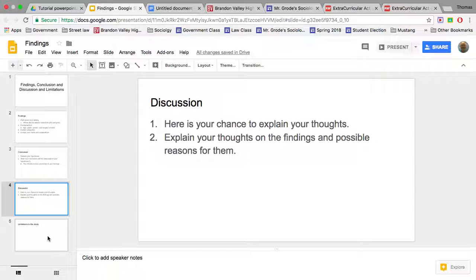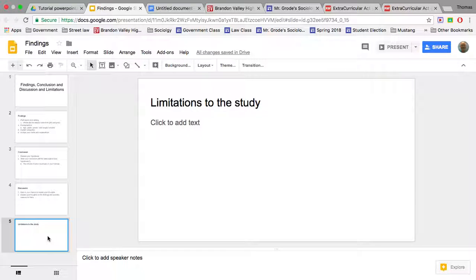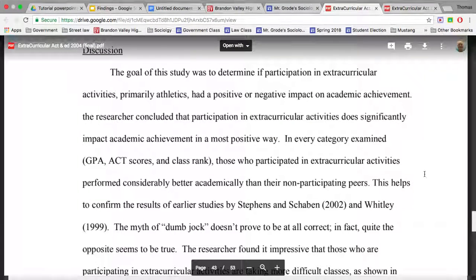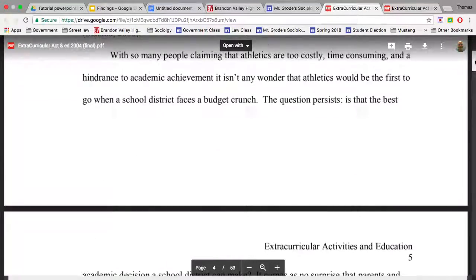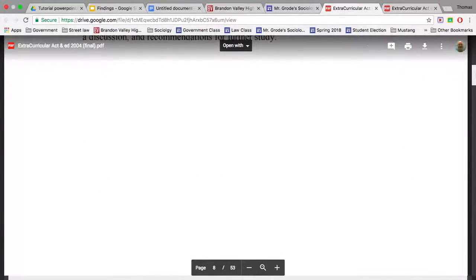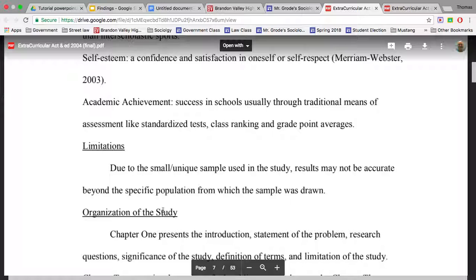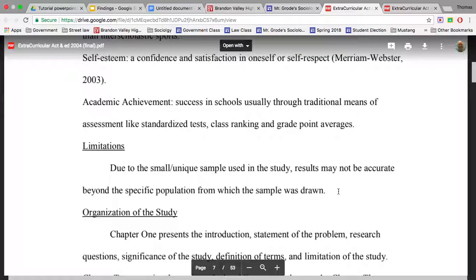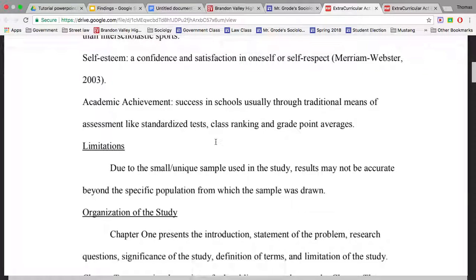Okay, and then lastly, the limitations of the study. Limitations are pretty simple. You didn't have a very large sample size. And again, if you want to see limitations, mine I included at a different time. Mine was on page 7, and it's really short. My limitations: due to the small, unique sample used in the study, results may not be accurate beyond the specific population from which the sample is drawn. Something along those lines.